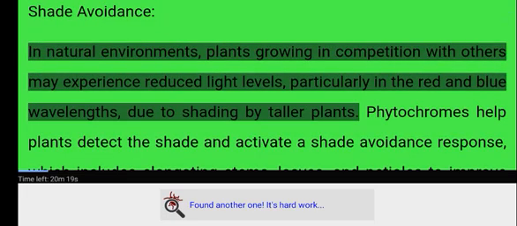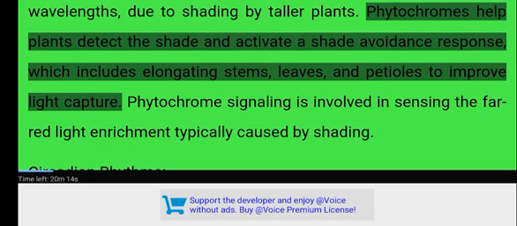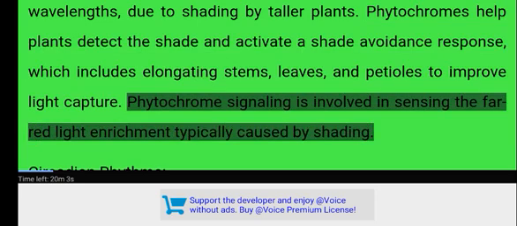Shade avoidance. In natural environments, plants growing in competition with others may experience reduced light levels, particularly in the red and blue wavelengths, due to shading by taller plants. Phytochromes help plants detect the shade and activate a shade avoidance response, which includes elongating stems, leaves, and petioles to improve light capture. Phytochrome signaling is involved in sensing the far-red light enrichment typically caused by shading.